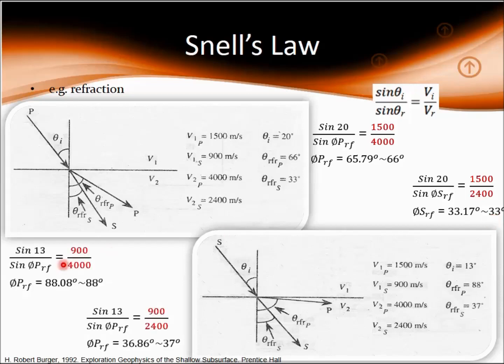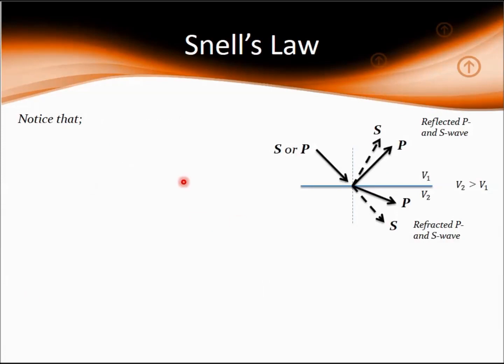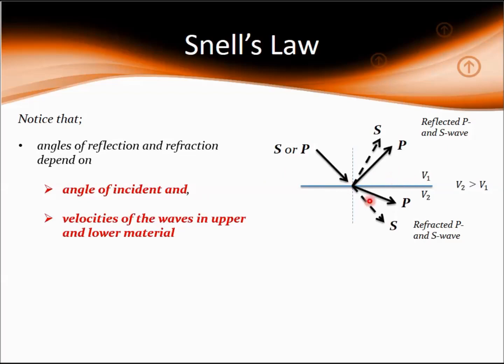The same concept will be applied to calculate when the S wave strikes at this point. Just insert all the necessary information into the Snell's law equation, and here you will get this kind of answer. So all in all, what we can understand from here is that whenever any type of wave strikes the interface, it will produce at least these 4 types of wave dispersion: 2 in reflection, which are the reflected P and S waves, and 2 in refraction, which are the refracted P and S waves.